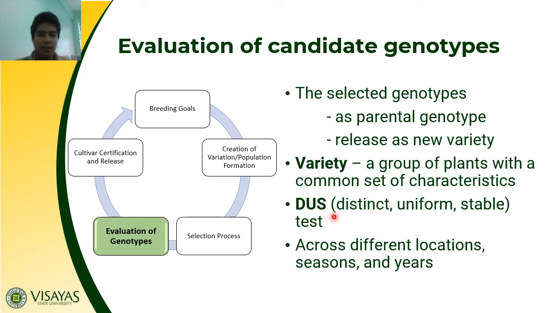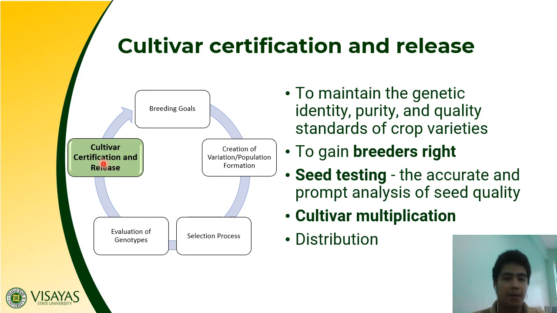And in this DUS test, you will test this across the location, season, and years, and you will compare that to a check variety. And if your superior genotype is comparable or even better than the check variety, then that will be the time that you can proceed with the seed certification and release. And then you will contact the governing body responsible in the cultivar certification and release. Here in the Philippines, we have the NSIC, or the National Seed Industry Council.